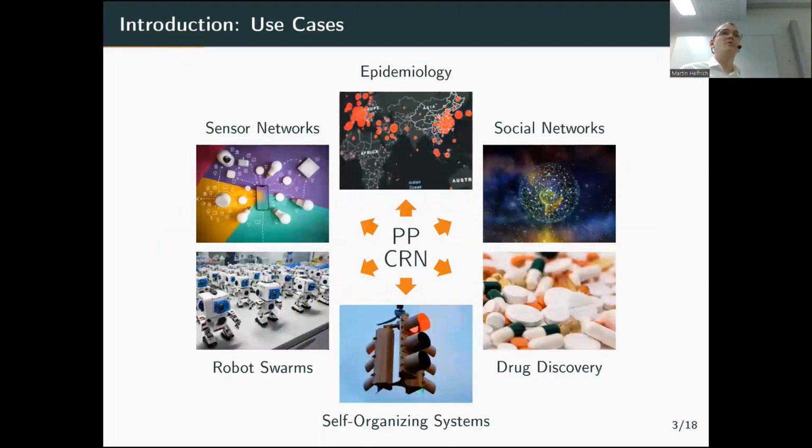So why do I care about these two models? Well, because they have a bunch of interesting and important use cases. For example, chemical reaction networks are used to predict the course of an epidemic. They're used to design drugs and molecular devices. Similarly, population protocols have use cases in the Internet of Things with ad hoc sensor networks. They can be used to control robot swarms and self-organizing systems, and also have applications in social networks.